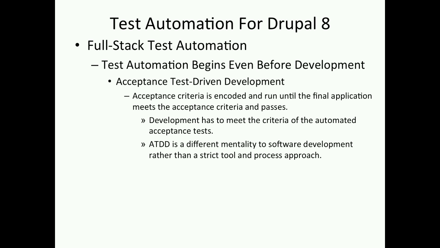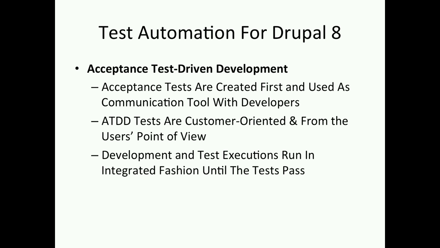And here, this is important: acceptance test-driven development is more of a mentality, an approach to software development, instead of just specific tools and processes. This is the role of testing, which is kind of elevated here. Acceptance tests are created first by QA and basically used as communication tools with developers. Tests are customer oriented, from the user's point of view. And development and test executions run integrated until the tests finally pass.